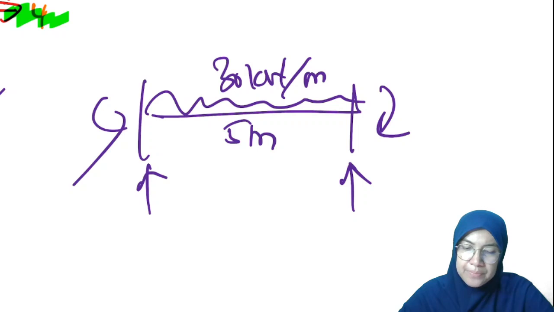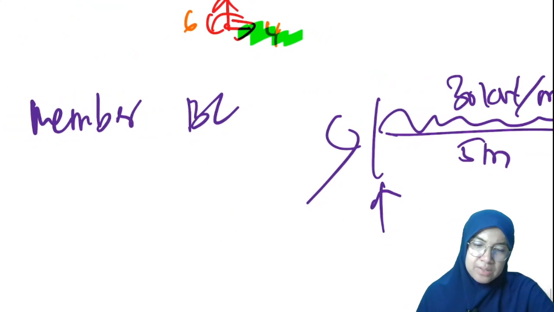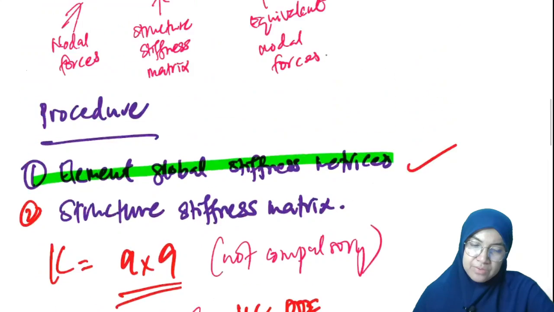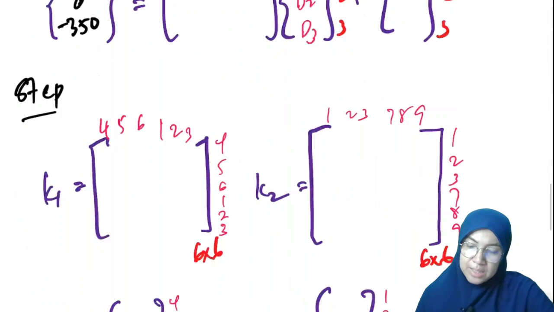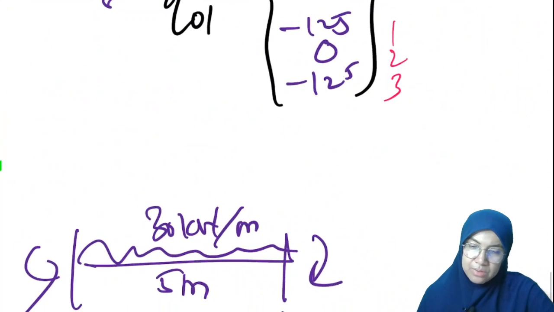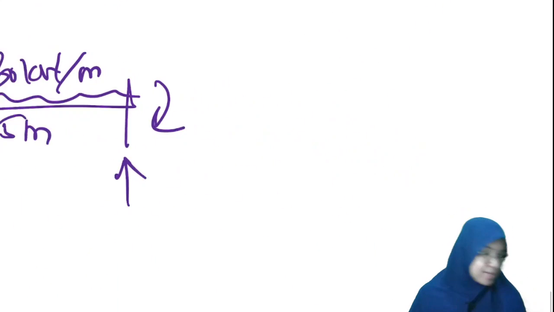Is it 30 or 300? It is 30. Is it the right value? I gave it to you earlier today. 30 kilonewton per meter. Okay, we check the value.